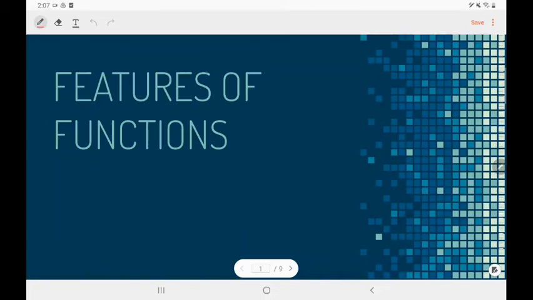to talk about the different features of functions from graphs and from tables. So to get started, let's talk about how we discuss those features. When I am going to start discussing what parts of a graph are increasing or decreasing, I am going to refer to the interval that they increase or decrease.